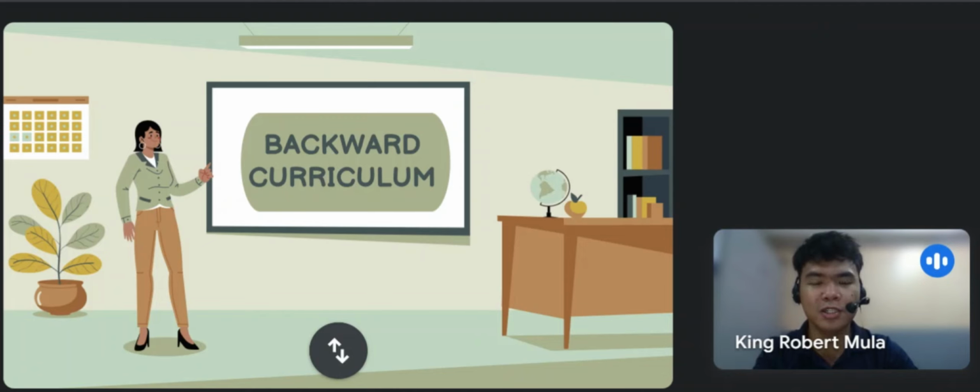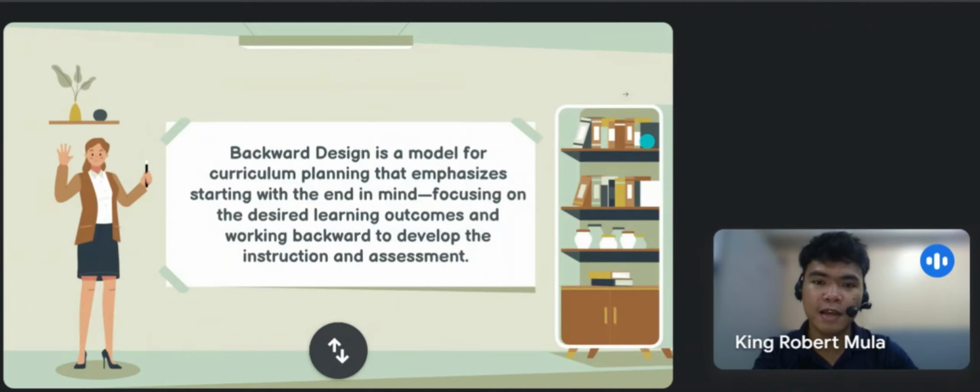Rather than the traditional approach where teachers plan activities first and hope the students reach the learning goals, backward design asks us to start by identifying the end results. So what do we want our students to know, understand, and be able to do at the end of the unit? Only after that do we plan the instruction and assessment methods that will guide students to achieve their goals.